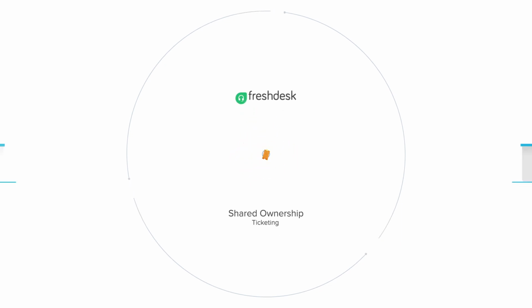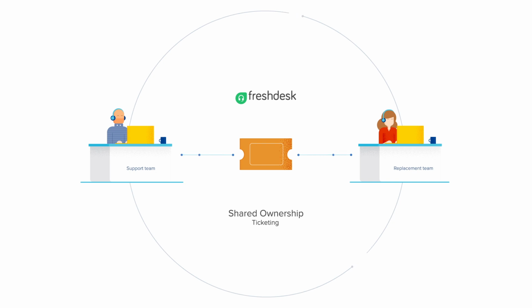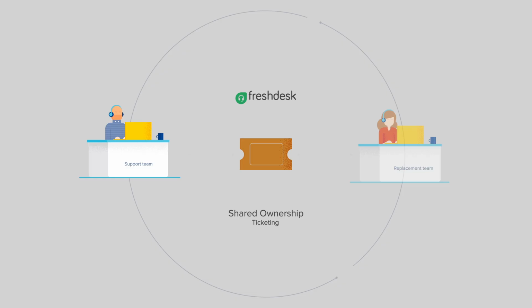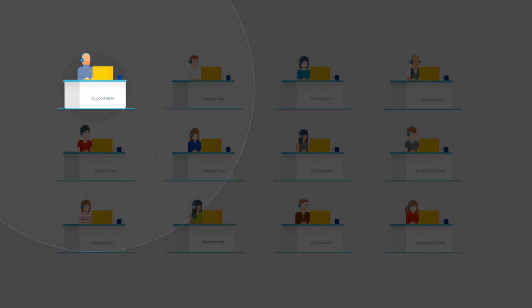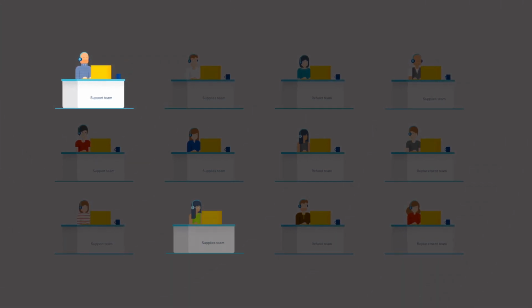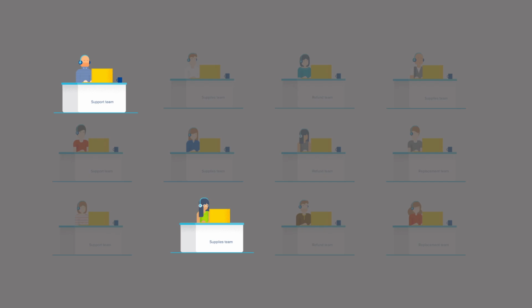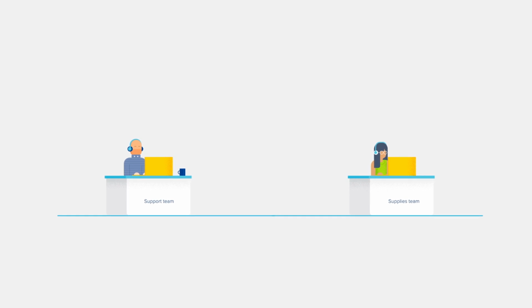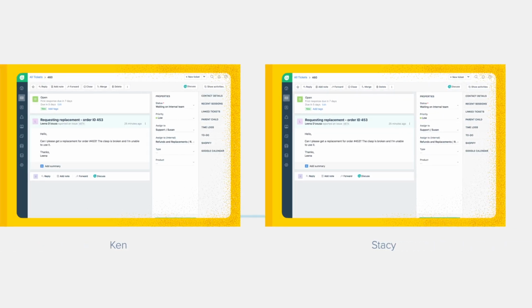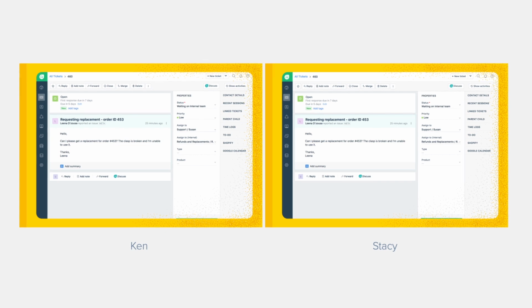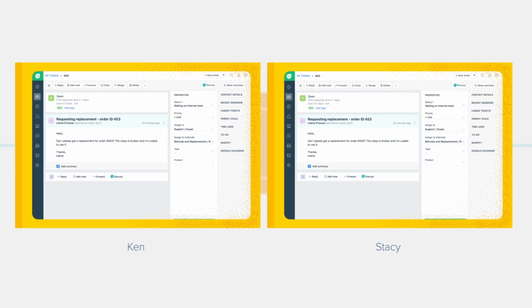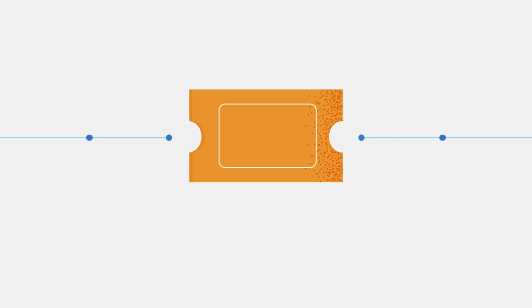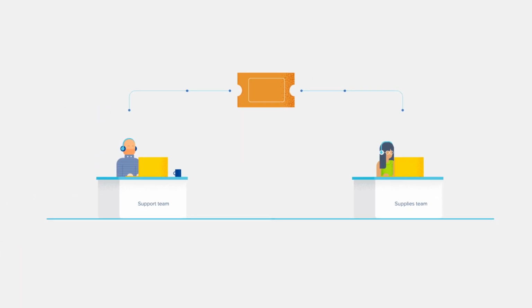With shared ownership, Ken can now share a support ticket with an internal agent in his help desk. While Ken actively tracks the ticket, the internal agent, Stacy from the supplies team, works on solving the problem. Stacy will have all of the options that Ken has and will be sharing the accountability of the ticket with him. This system provides visibility of the ticket to both agents at all times.